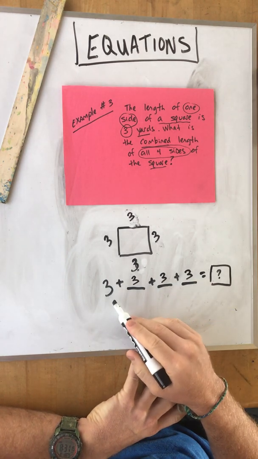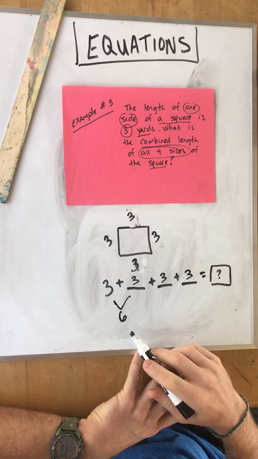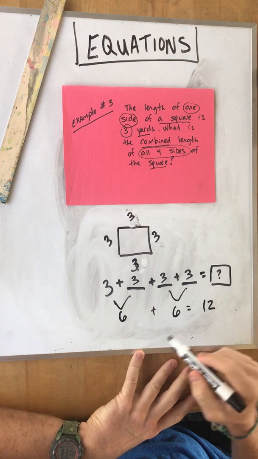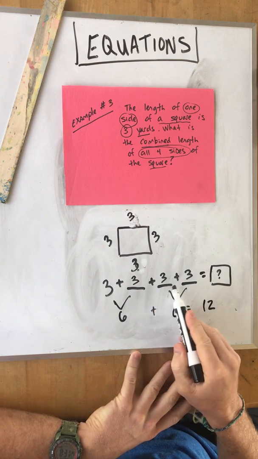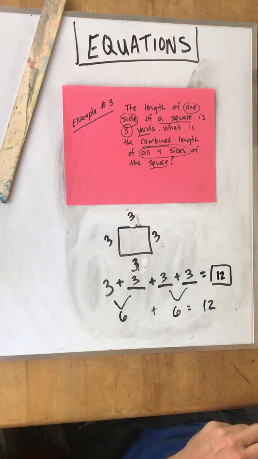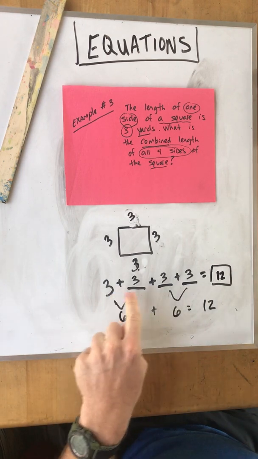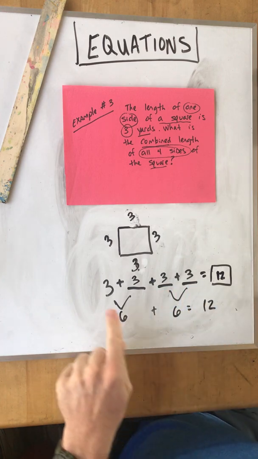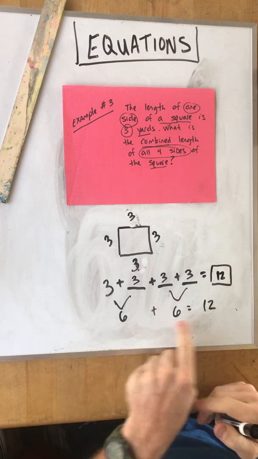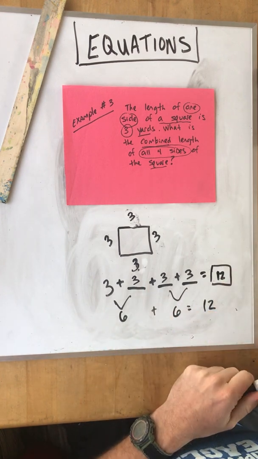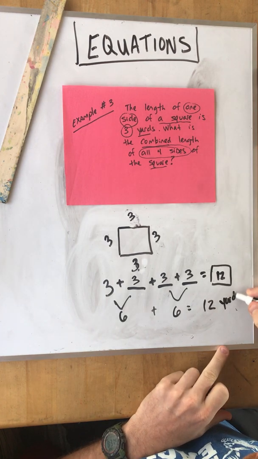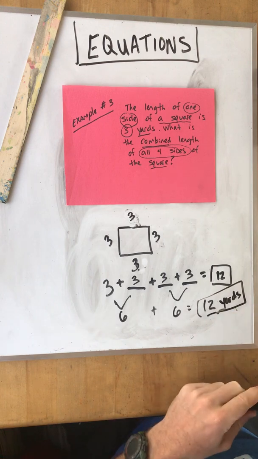Here is our equation. 3 plus 3, this would be 6. Another 3 plus 3 would be 6. Add those two together, 12. So 3 plus 3 plus 3 plus 3 equals 12. So there is an equation example with repeated addition. I combine the 2 3s to 6. I combine these 2 3s to 6. 6 plus 6 is a doubles fact. That is a 12. 12 what? 12 yards. And now it is solved.